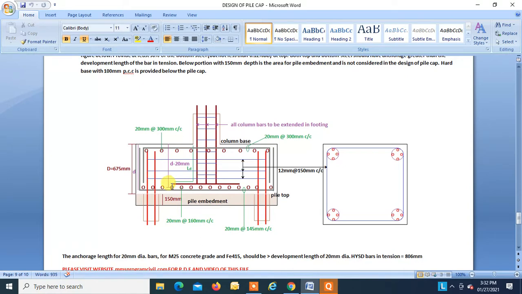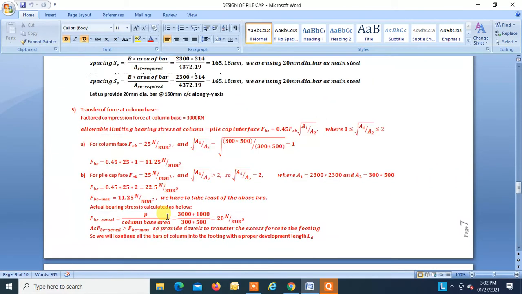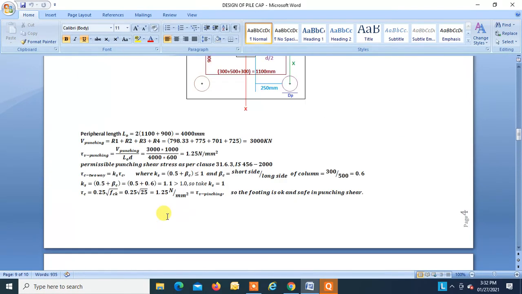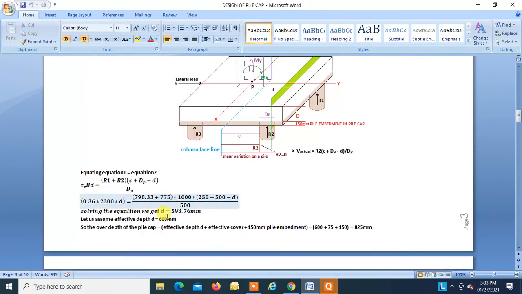The effective depth for this bar will be D minus 20 mm. We'll see this further, because we are taking 20 mm in design. This bar is a 20 mm dia bar, and this bar is also a 20 mm dia bar. From that we get this D minus 20. We'll see this later. Just try to understand that this is the overall depth of the pile cap, 675. This 150 mm is the pile embedment, so total thickness will be 825 mm. Right, now let us move forward.